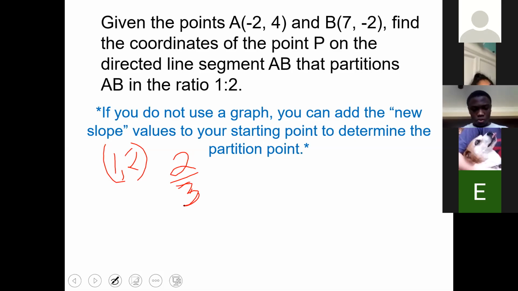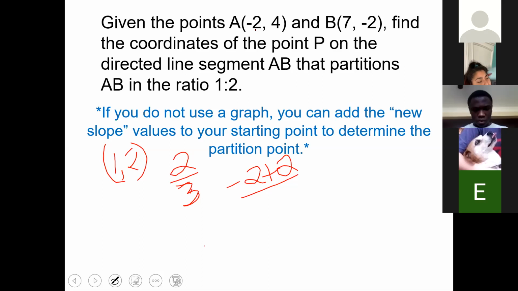Well, negative 2 plus 2, that's not going to give us 1, but that one doesn't really work out very well, does it? If you do not use it, you can add your new slope values, which is 2 over 3, to your starting point, which is negative 2, 4, to determine the partition point.